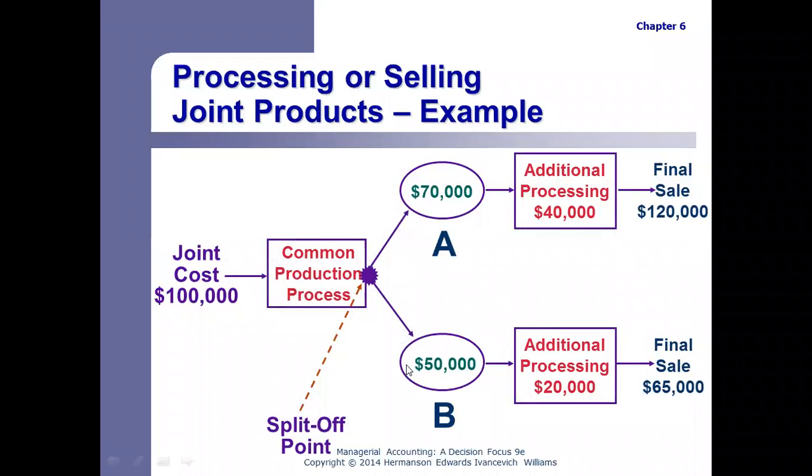Okay, and here's a diagram of the process, or the decision that we need to make. Again, joint costs, the upfront costs, were $100,000. We could sell A at the split off point for 70,000, or B at the split off point for 50,000, or we could do additional work on A that would cost us 40,000, and then sell it for 120. We can do another $20,000 of work on product B and sell it for 65.